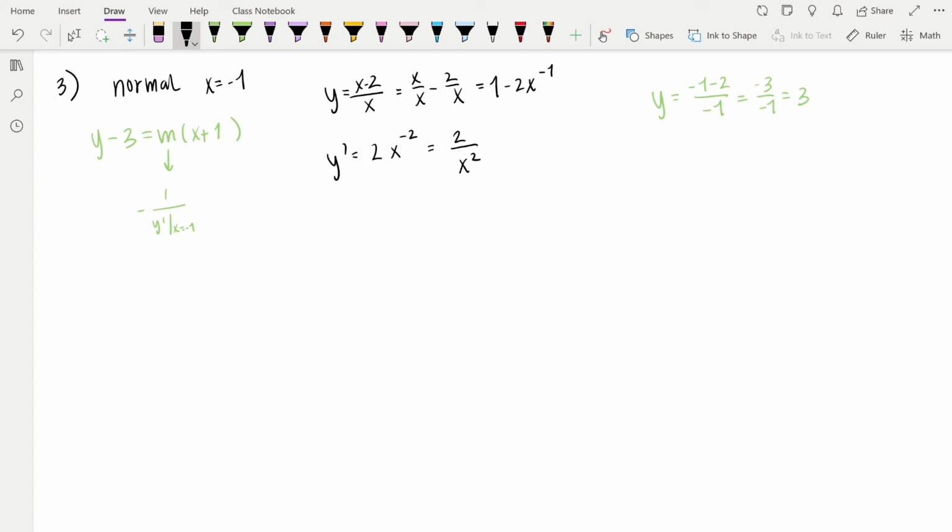And now I'm supposed to plug in x equals -1. So y prime when x equals -1 is 2 over -1 squared, which is 2. So the gradient of the normal is going to be -1/2. So y minus 3 equals -1/2 times x plus 1. Unless they've specified the form that I need to have the equation in, this is fine. I can leave it this way. This will be my final answer.